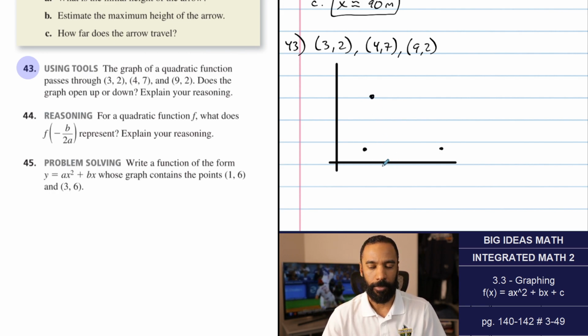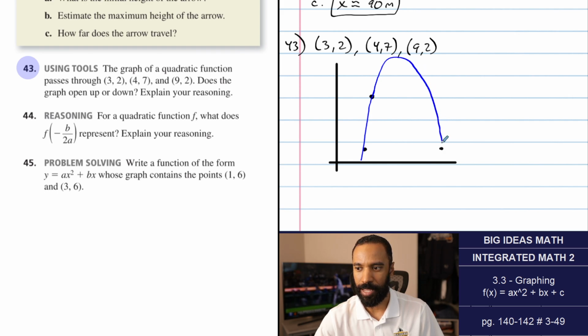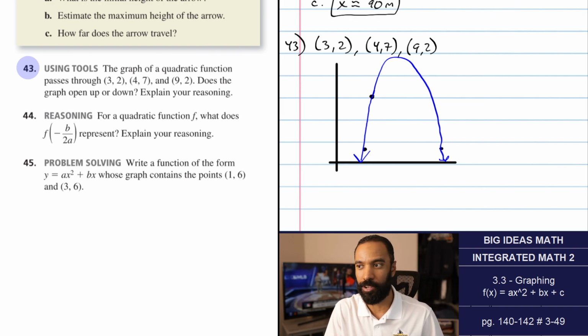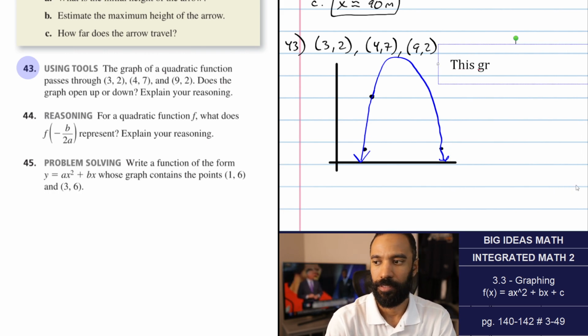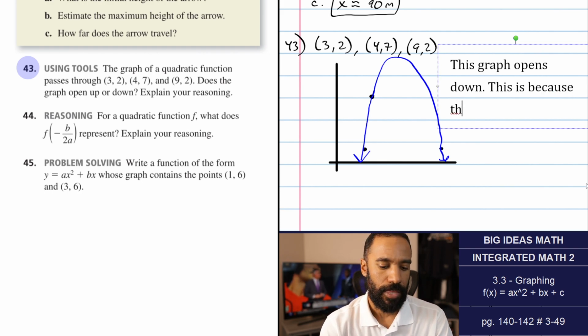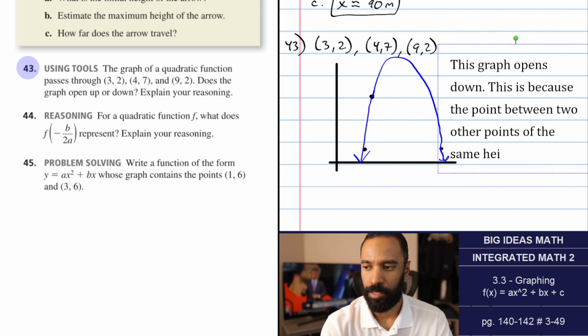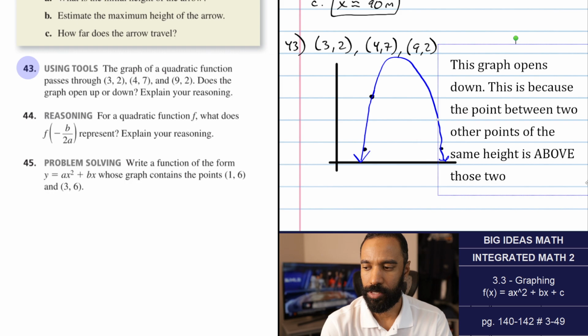Does this graph open up or down? Well, this one would have to hit these 2 points here, top out somewhere, and then come back down to hit that other one, right? In order to be a function. They say quadratic function, and that's what we're talking about. So this graph opens down. This is because the point between 2 other points of the same height is above those 2 points.